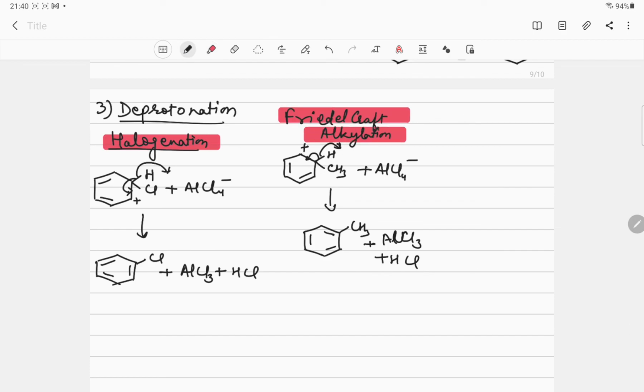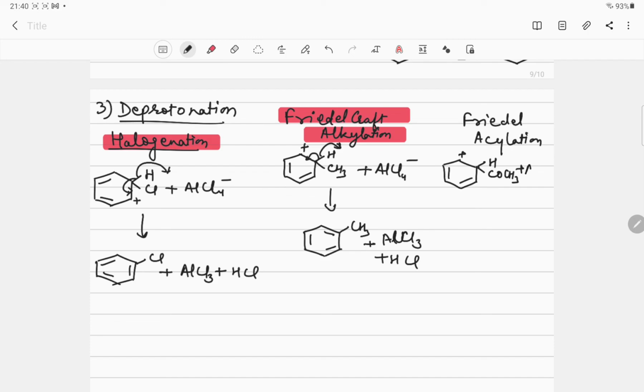Now what about Friedel-Crafts acylation? How is the reaction taking place in case of Friedel-Crafts acylation? Here, how is the step? This is like, say, HCOCH3. Here are the double bonds.